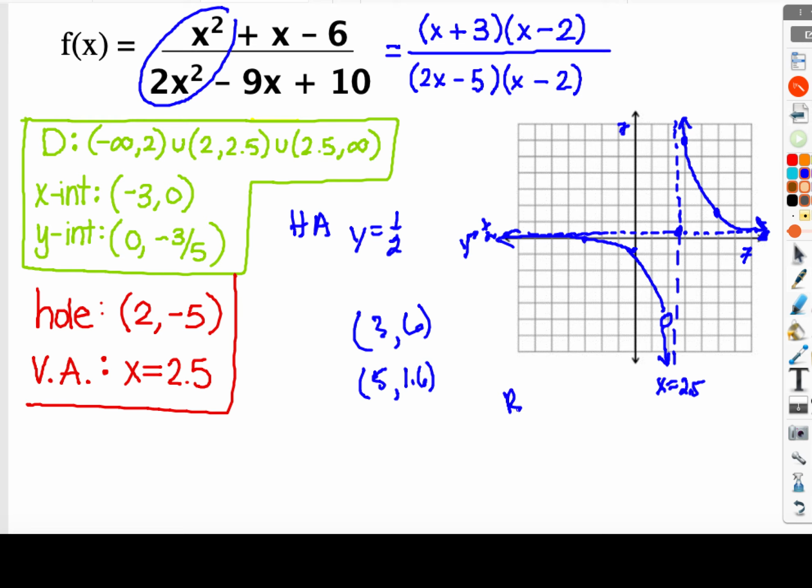The range on our first function, again, we have to avoid that horizontal asymptote. So looking back to where that was, we're going to be all real numbers such that y can't be, right? It's never going to touch, 1/2.